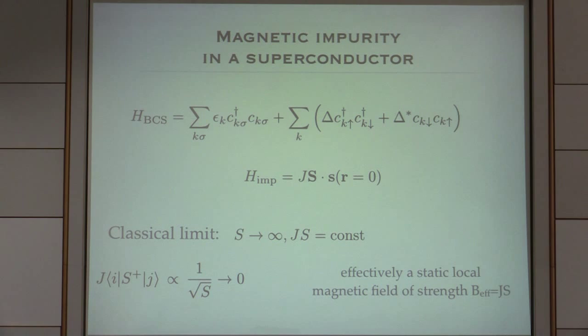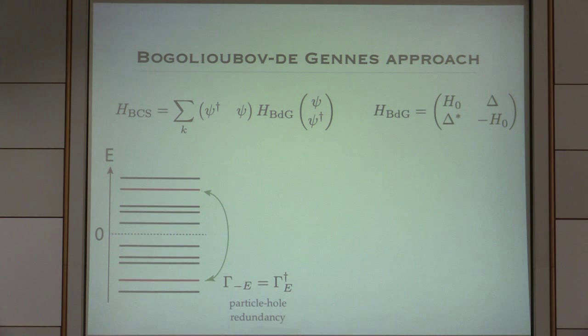But if you do this mathematical exercise, what you find is that in the end, your quantum impurity loses any local quantum dynamics, and basically it's just a static local magnetic field. So again, you end up with a quadratic Hamiltonian that you can diagonalize, and you can use a single particle picture. Right? And the way to do that formally is through the Bogoliubov-de Gennes approach.